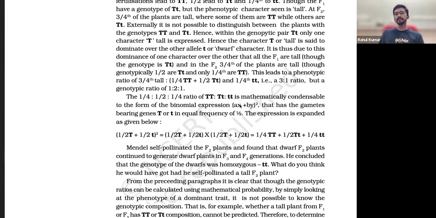And how does this work? This works because x here is capital T and y here is small t. And a and b are the ratios, sorry, the frequency. Because in biology, both the alleles have an equal frequency, half frequency, to go into the gametes. So half for capital T and half for small t. So we'll write half capital T, which is ax, plus half small t, which is by, and make it whole square. Everyone is on the same page till now?